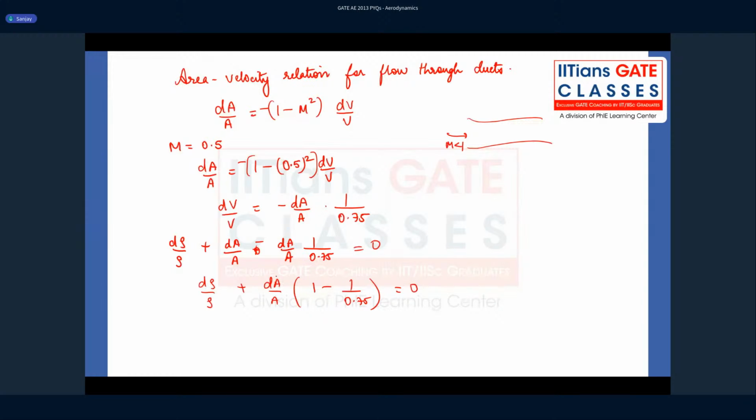Okay. And dA by A, the percentage change in area, has already been given to you as 3%, which is 0.03. So when you solve for d rho by rho, what you will obtain is that d rho by rho is equal to 0.01, or I can say the percentage change in density is equal to 1%. So what is the percentage change in density, guys? It is going to be 1%.